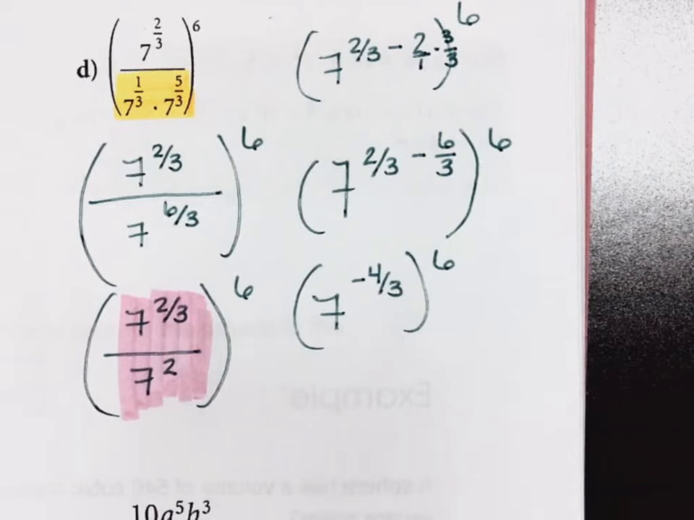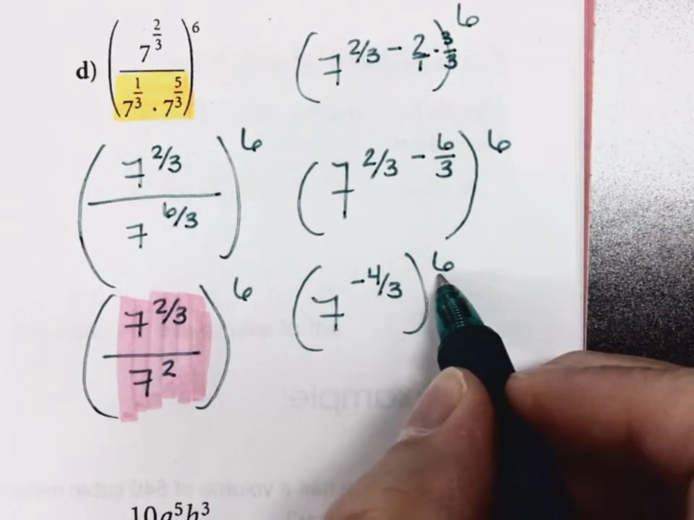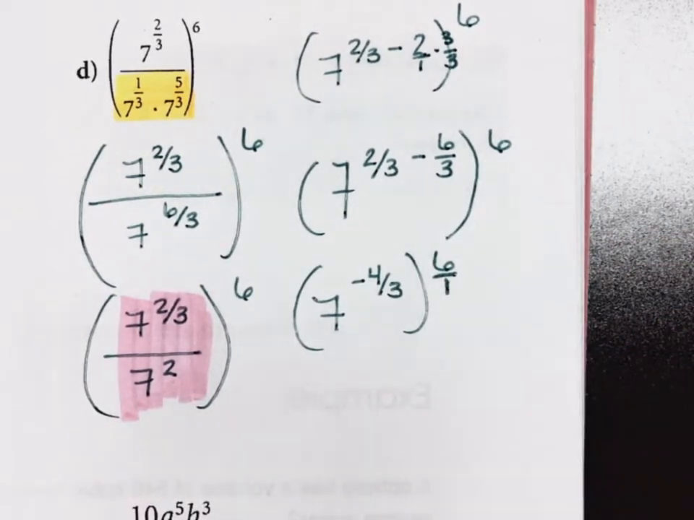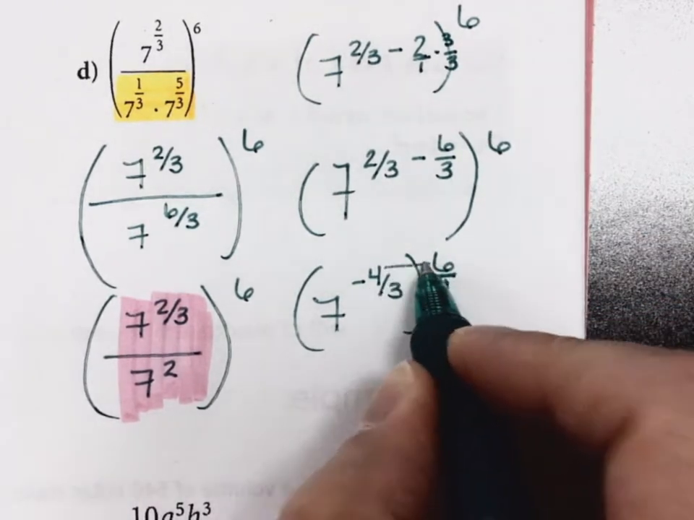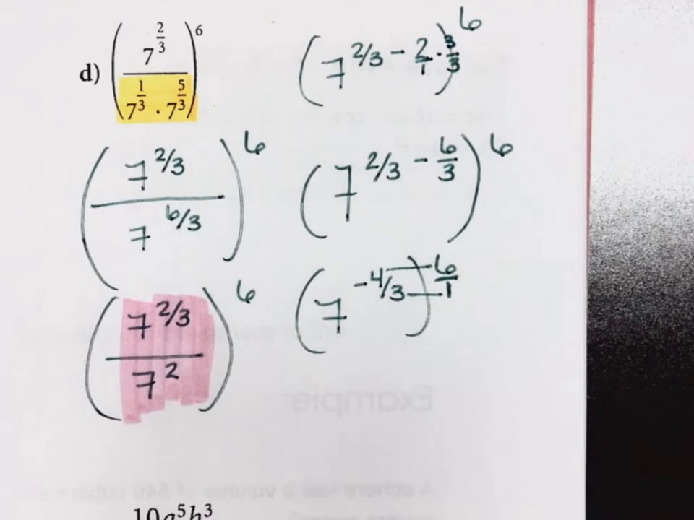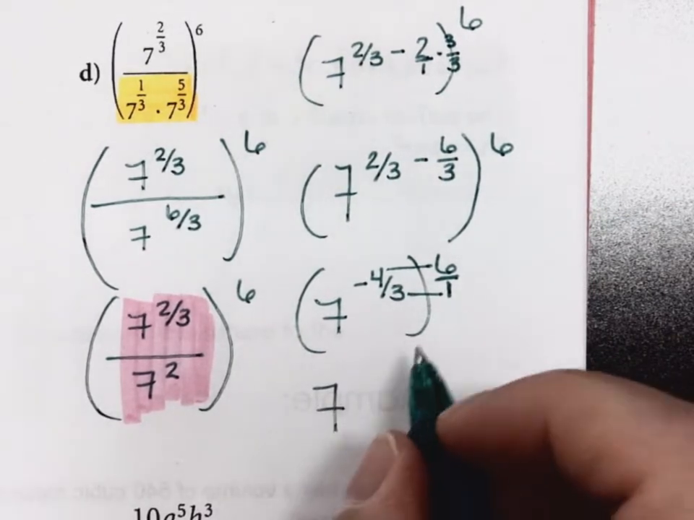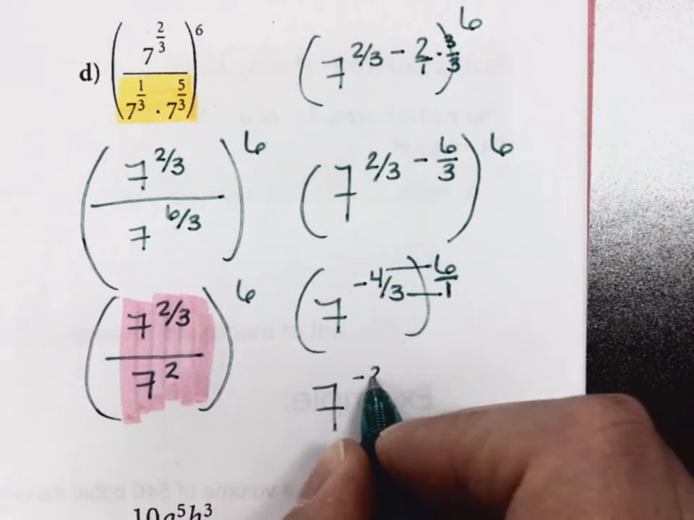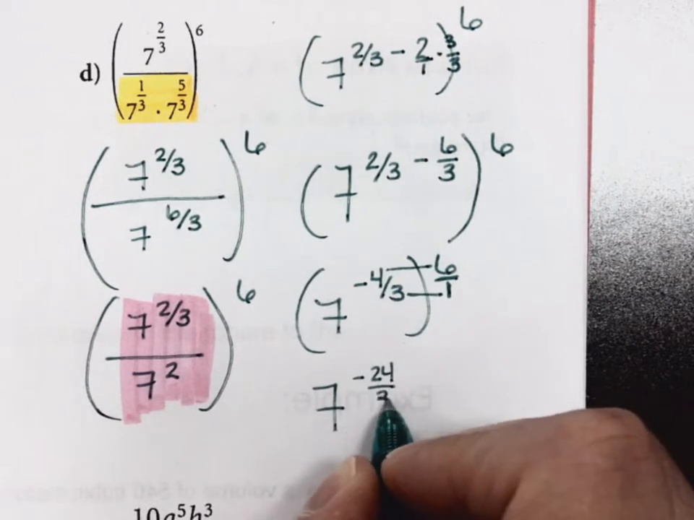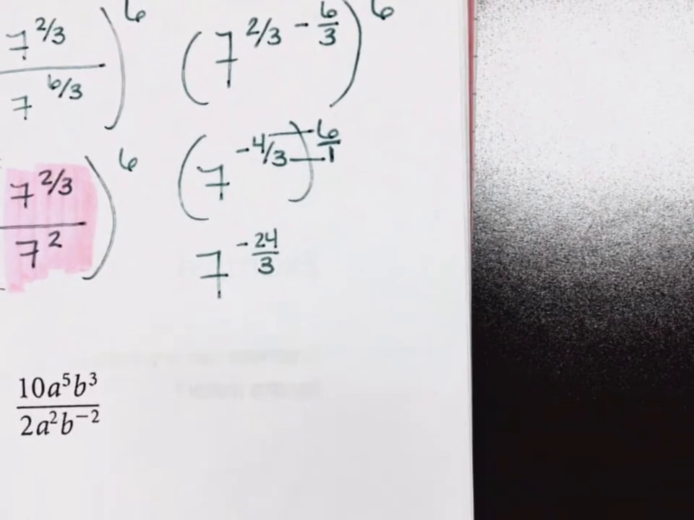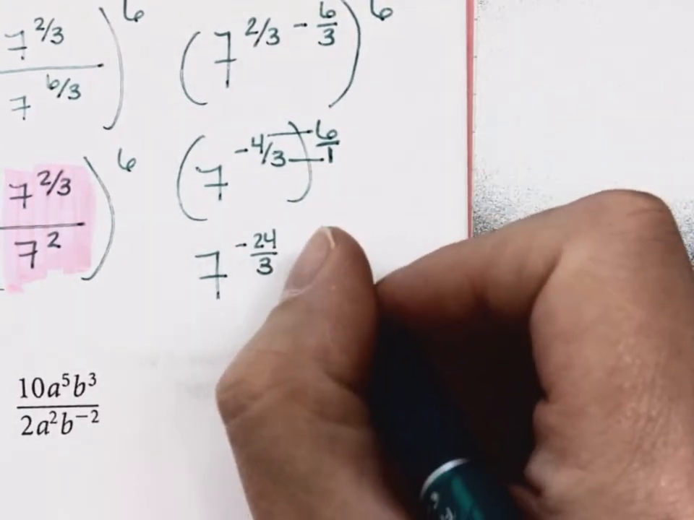Okay, multiplying fractions. 6 can be written as a fraction by putting it over 1. But you guys all know that because we've talked about that. With multiplying fractions, straight across the top in the numerators, multiplied by straight across the bottom in the denominators. So 7 to the exponent negative 24 over 3. We're going to reduce that. 8 over 1, so we can just say 8, right? 7.